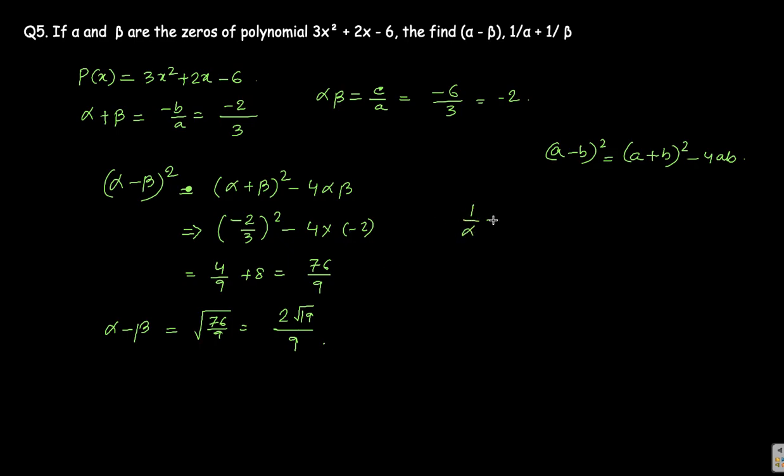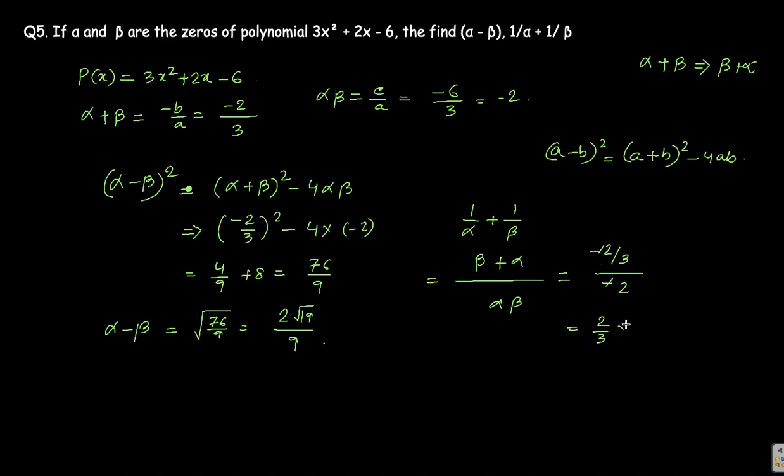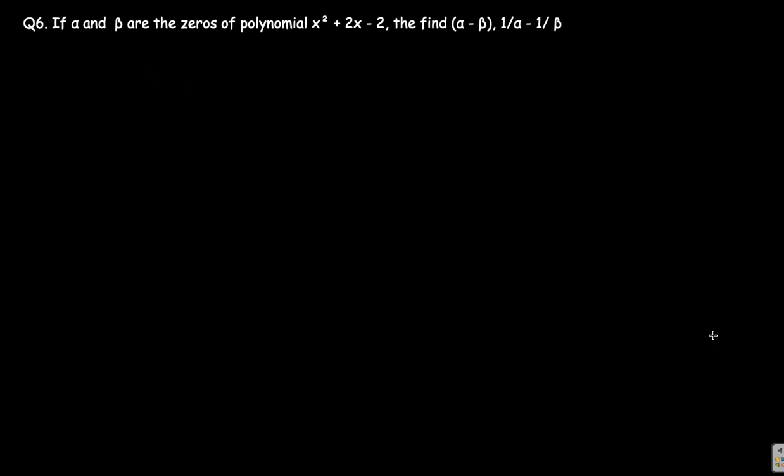So to find 1 by alpha plus 1 by beta, we can simply add them. It is alpha plus beta by alpha beta. Alpha plus beta is equal to beta plus alpha, because it is a positive term. So alpha plus beta is minus 2 by 3, and alpha beta is minus 2. The minuses cancel out, so 2 by 3 into 1 by 2 becomes 1 by 3. So 1 by alpha plus 1 by beta becomes 1 by 3. Now go to the next question.